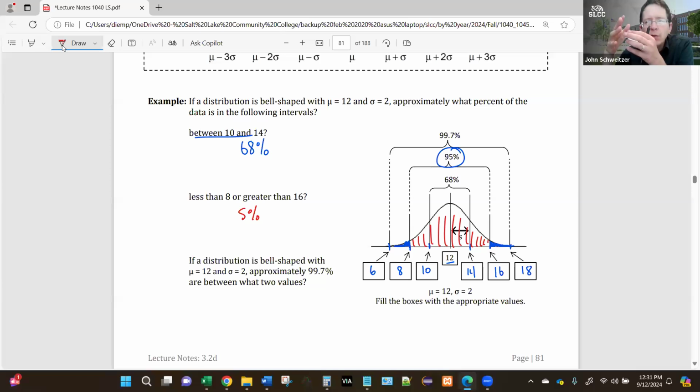And this is going to be approximate, because most populations aren't perfect normal distributions. If it's a perfect normal distribution, then these numbers are exactly correct, or nearly exactly correct. Anyway, let's see here. Approximately 99.7% of the values will be between what two values? Okay, so that's also quite easy to answer.